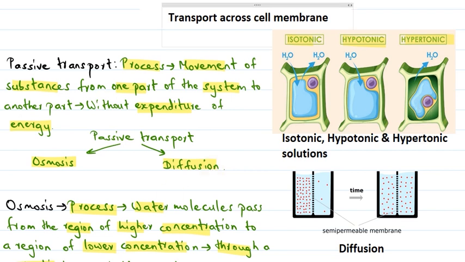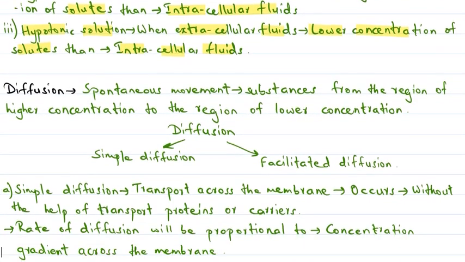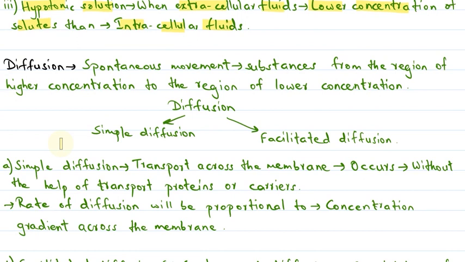So these were the three different types of solutions and what happens when we keep cells in them. Then we discussed the process of diffusion. So what is diffusion? We can define it as a spontaneous movement of substances from a region of higher concentration to a region of lower concentration. Diffusion can be further divided into two types: simple diffusion and facilitated diffusion.